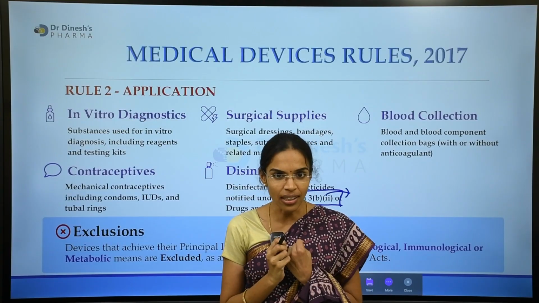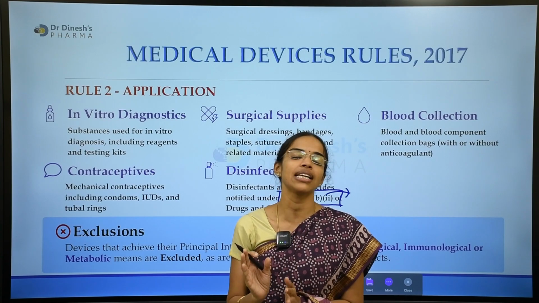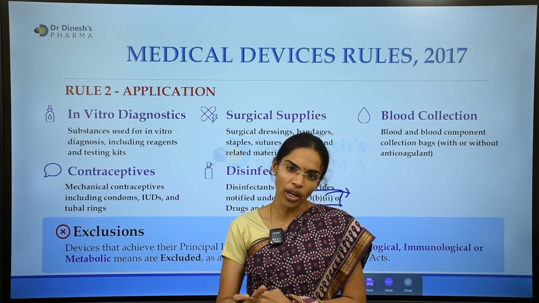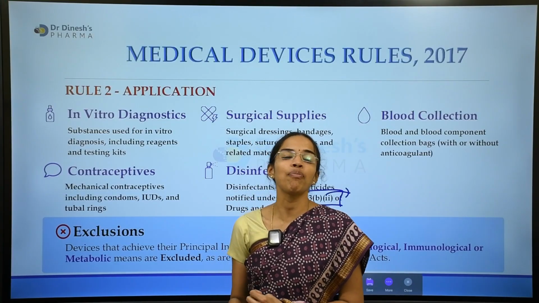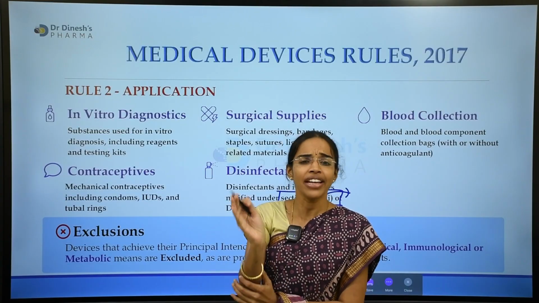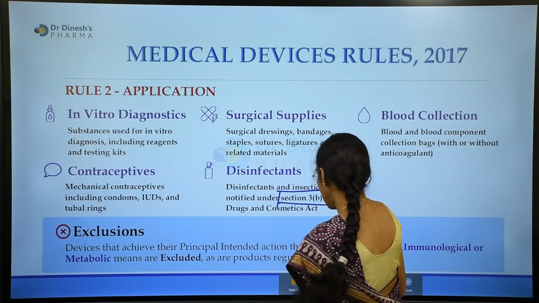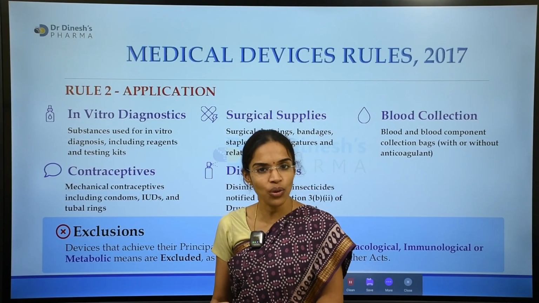So what is Rule 1? Rule 1 is about the short title and commencement. In Rule 1, the only thing to remember is from when this MDR came into effect. And in Rule 2, we have the applications, meaning what all is included in the Medical Devices Rules 2017. Okay, so are we done with Rule 2?